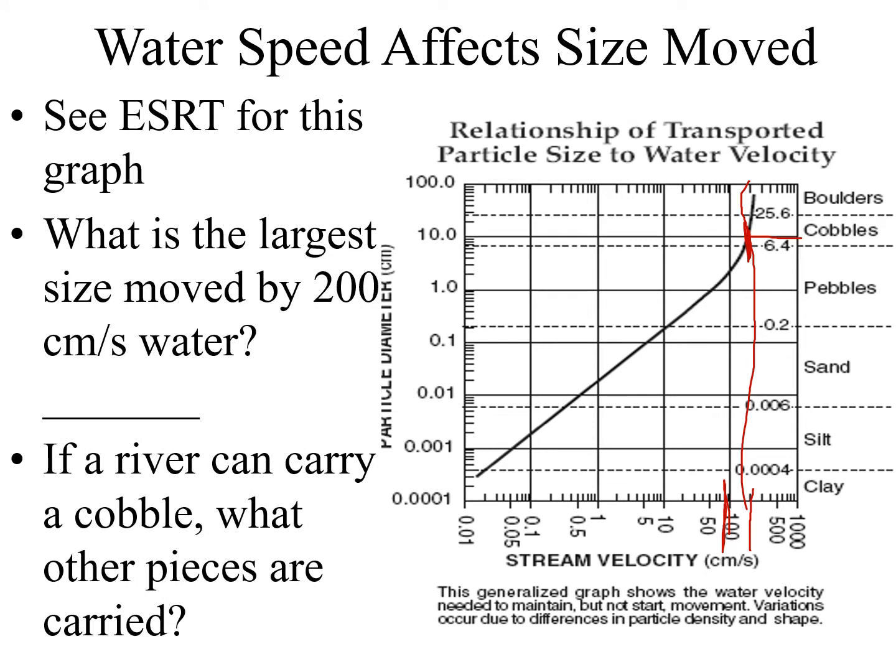If a river can carry a cobble, what other particles can it carry? And I hope you realize it could carry all the smaller particles. So if a river is moving at only 1 centimeter per second, what's the largest particle it could carry? So read up from 1, and you clearly are in sand. And then it could carry all the particles smaller than sand as well. So that's how you read that chart.